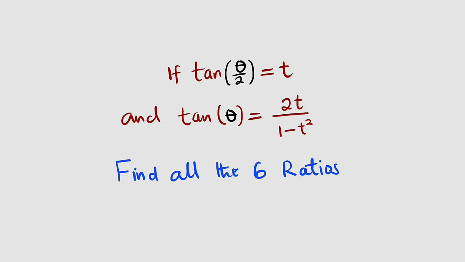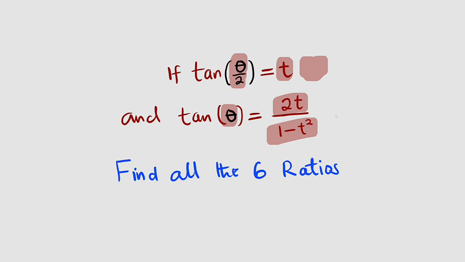Hello, good day, viewers. Sometimes solving trigonometric equations might seem to be very difficult, but we know that solving algebraic equations is very simple. This is why algebraic substitution is very much useful. We are given that tangent of theta divided by 2 is equal to t, and tangent of theta is equal to 2t divided by 1 minus t squared, and we want to find the rest of the six ratios.